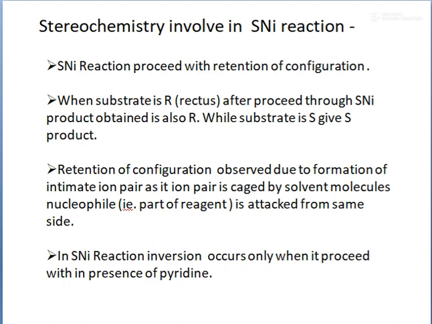Stereochemistry involved in the SNi reaction. The SNi reaction proceeds with retention of configuration. When substrate R proceeds through the SNi reaction, product R is obtained, while when substrate S proceeds, it ends up with product S. Retention of configuration is observed due to the formation of the intimate ion pair. The SNi reaction also gives inversion when the reaction is carried out in the presence of pyridine.